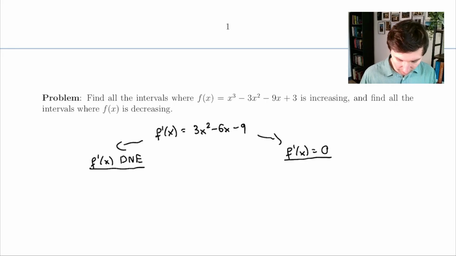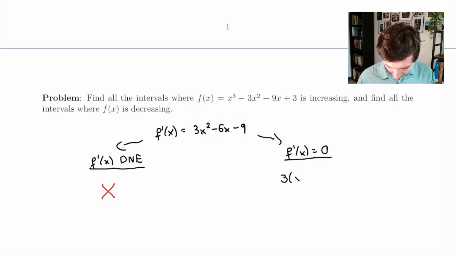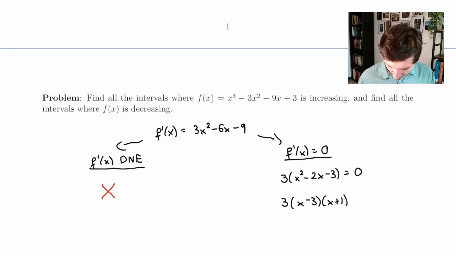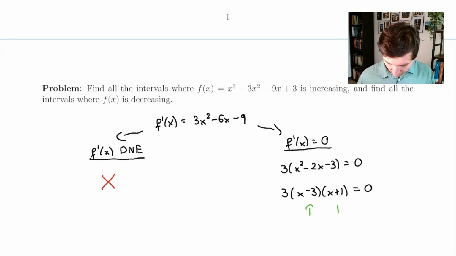This derivative is a polynomial, meaning it's defined everywhere. The first condition gives us no critical numbers. To determine what x's make this derivative equal to 0, let me first factor 3 from each term of the derivative, and I will get 3(x squared minus 2x minus 3) equals 0. Let me factor this even further. I get 3(x minus 3)(x plus 1) equals 0. This suggests that I have two x's that make this derivative 0, x equal to 3 and x equal to -1.